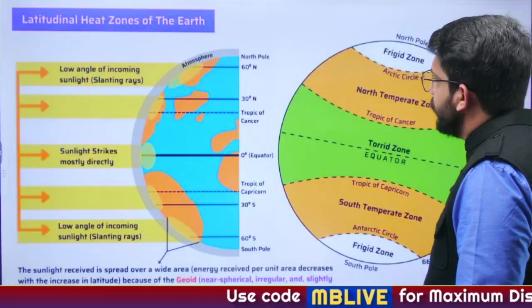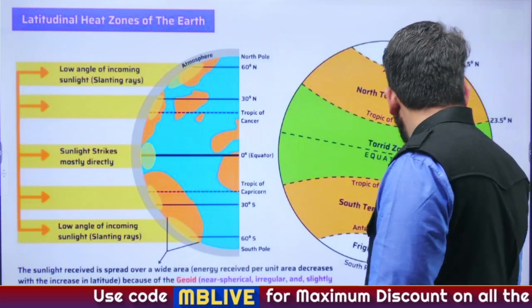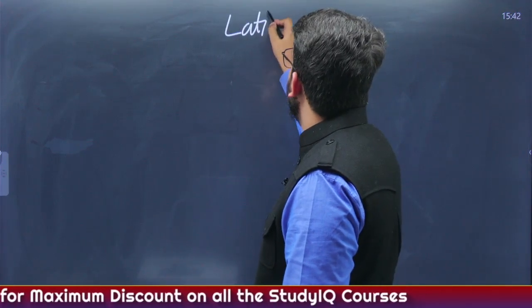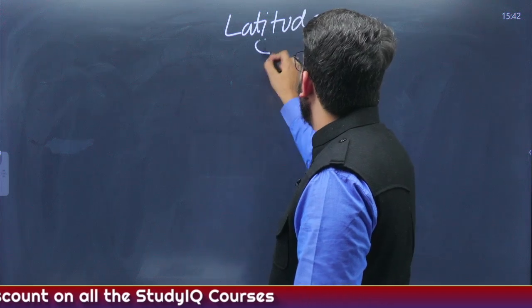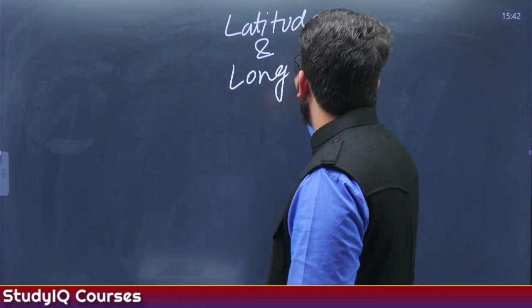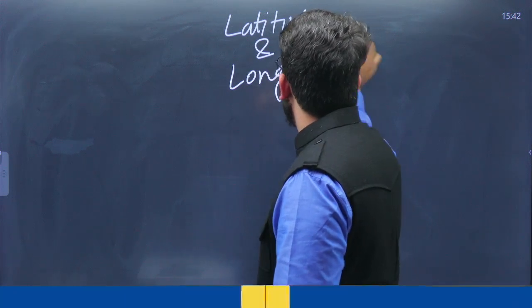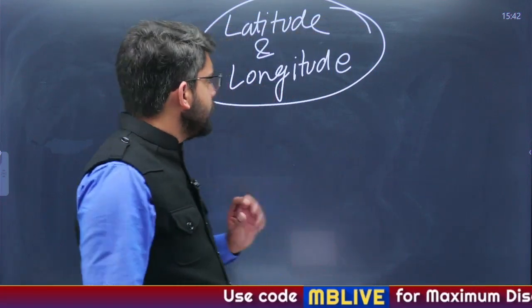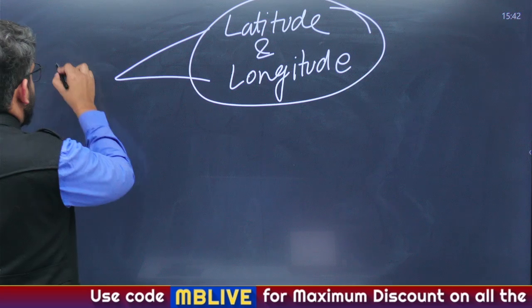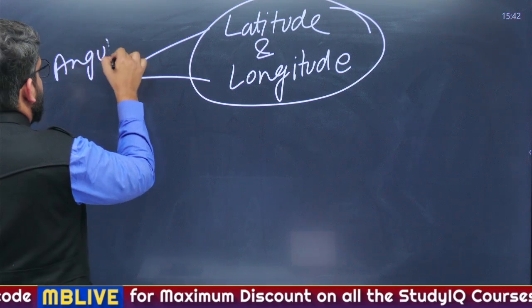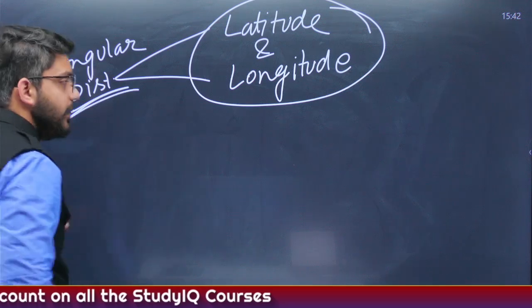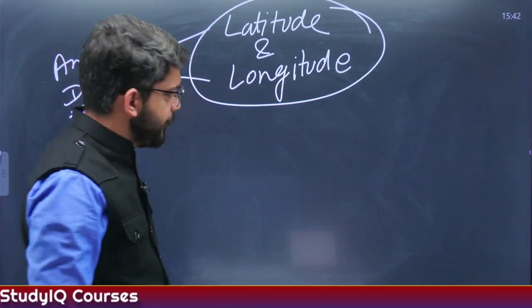Now understand what is latitude and longitude. Latitude and longitude. They both are angular distance. They both are angular distance. Latitude and longitude.